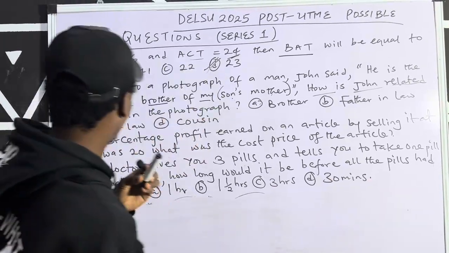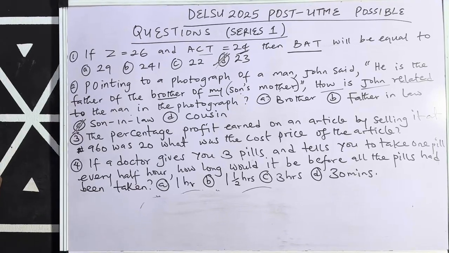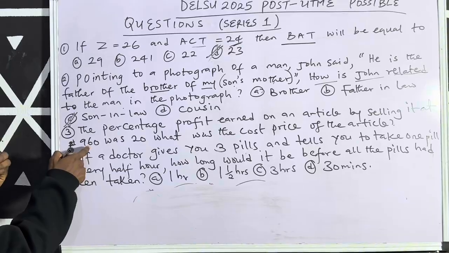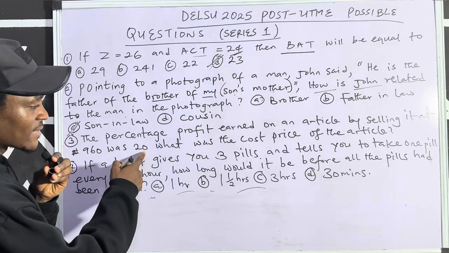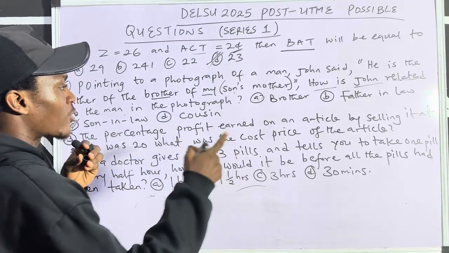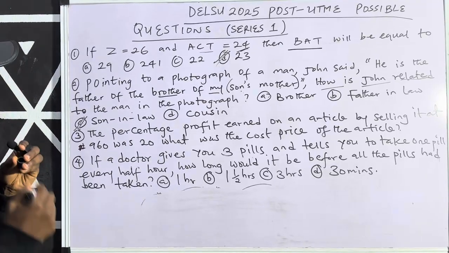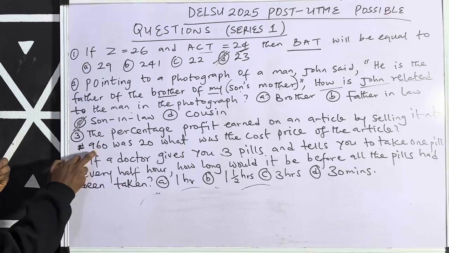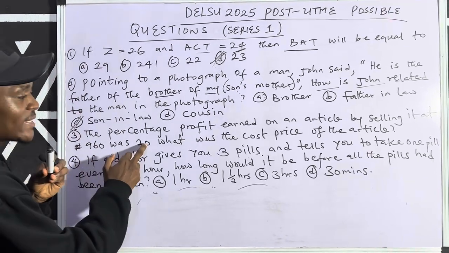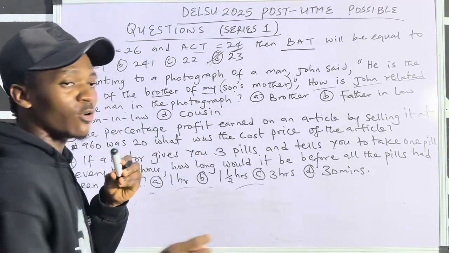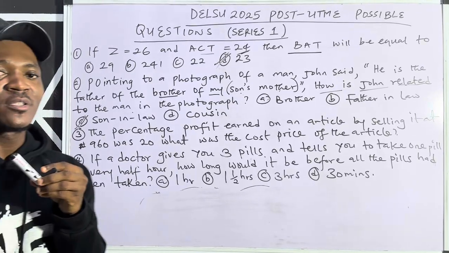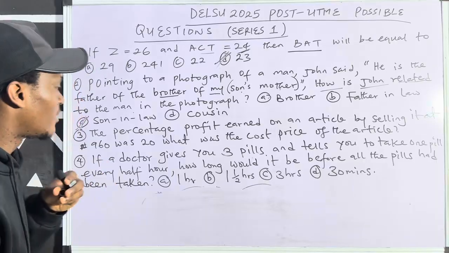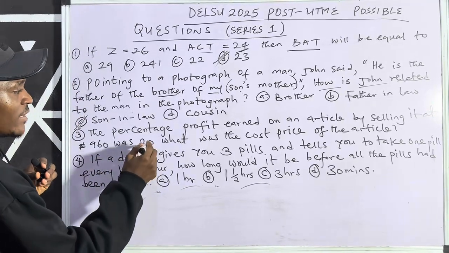Question 3. The percentage profit earned on an article by selling it at 960 naira was 20%. What was the cost price of the article? So it means that this is coming under a mathematics topic known as profit and loss. And of course, we are told that we are given the percentage profit.